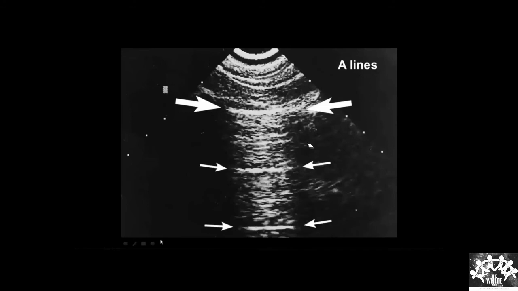Now let's see something about the lung. What are these structures here? What are the lines? What do you think the arrows are pointing at? These things.